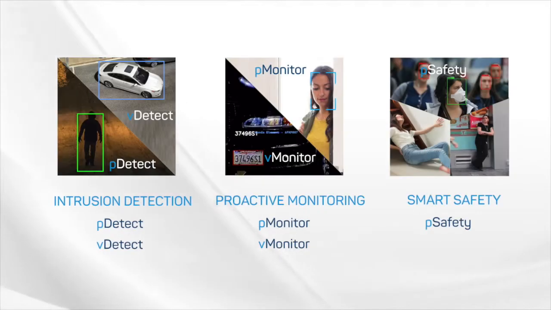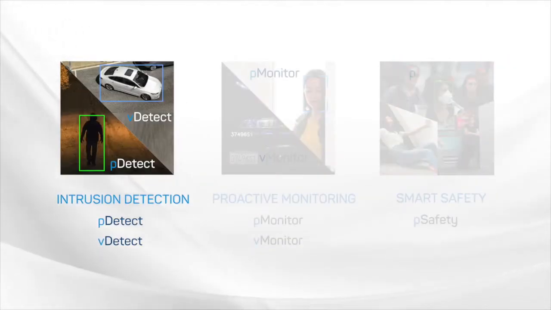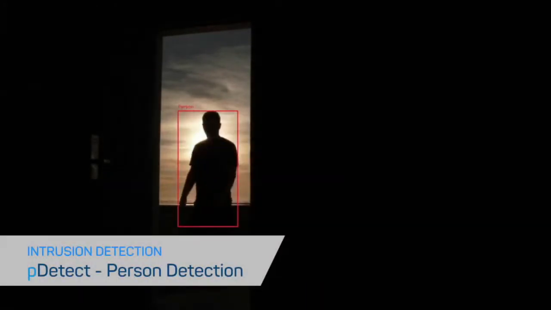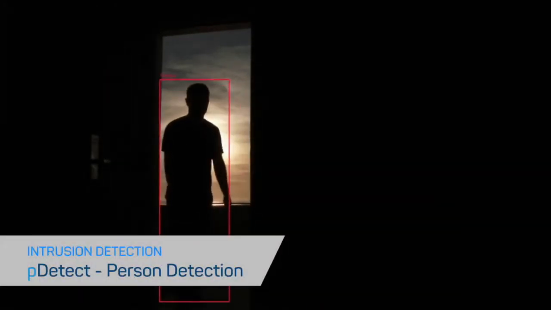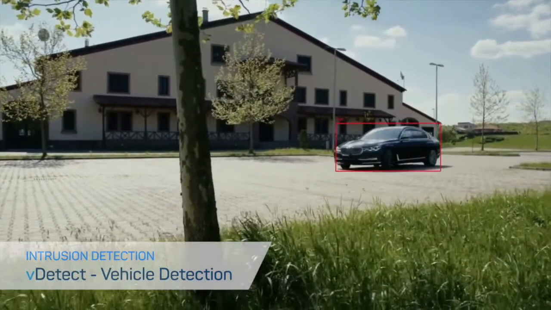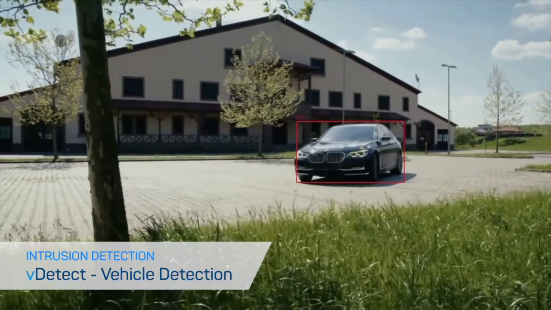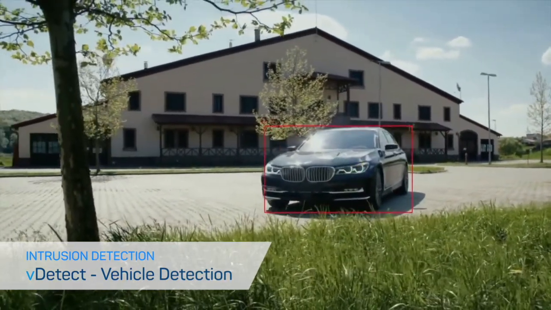Sentry AI Video Analytics includes three tiers of products. Intrusion detection is ideal for off hours and secure areas with low traffic. pDetect alerts on people even in suboptimal conditions. vDetect notifies on vehicles in restricted areas and no parking zones.